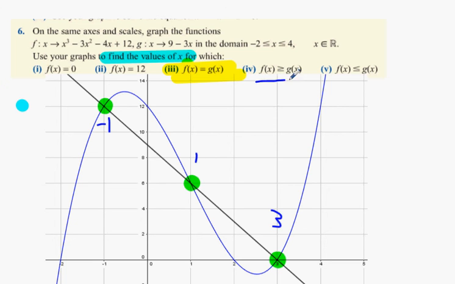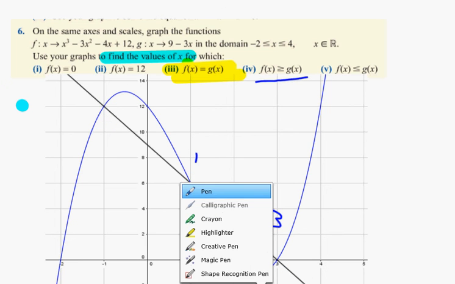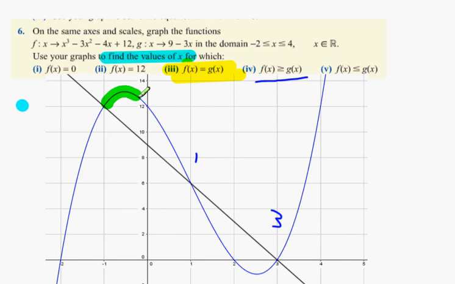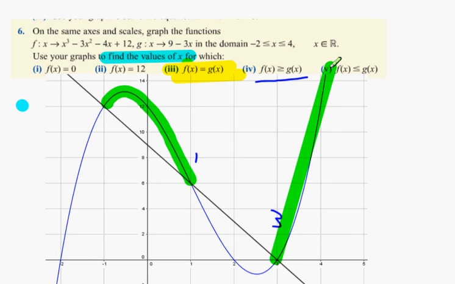What about the next one? When is the curve bigger than the line? When is the y value of the curve bigger than the y value of the line? In effect, when is it taller than it? So what we're looking at is, when is the curve taller than the line? I would argue that it is here, and here. So x bigger than 3, and in between minus 1 and 1. Alright, guys.